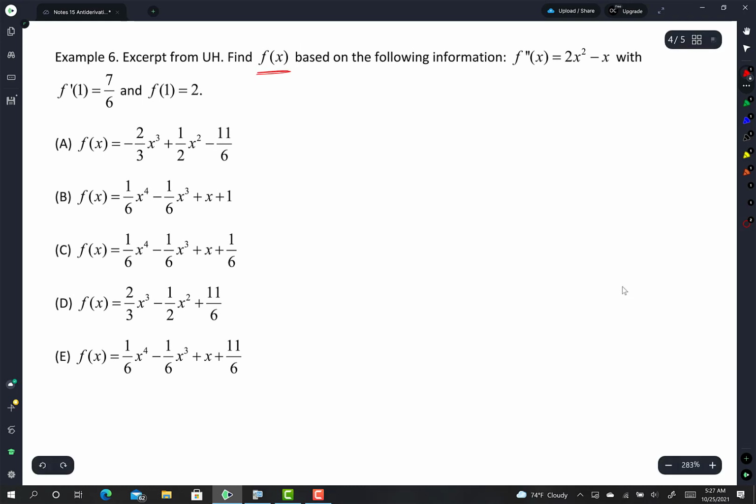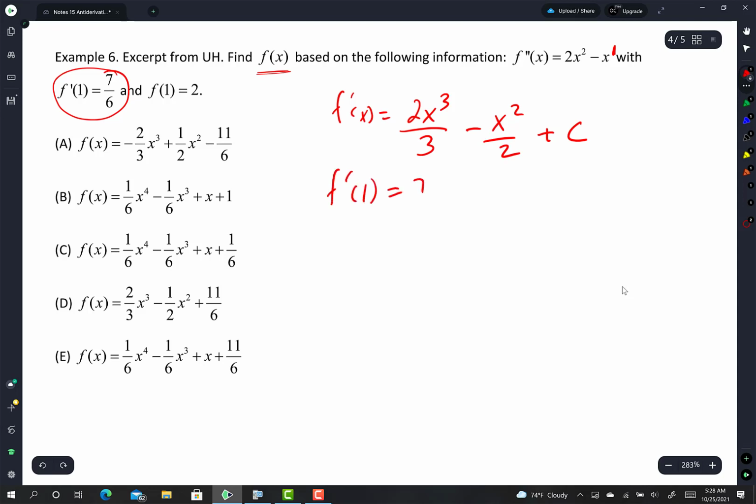So they want you to find the original, and they give you f prime prime of x, and they give you f prime of 1 and f of 1. So here we go, guys. I'm going to take the antiderivative. So the antiderivative of f prime prime is just f prime. So 2x cubed over 3 minus x squared over 2. All I'm doing is using that polynomial rule, adding 1 and dividing by that number, plus c. Alright, they tell me that f of 1 is 7/6. So, f prime of 1, sorry. So that's what I'm going to do. I'm going to write 7/6 equals 2 over 3 times 1 to the 3rd power minus 1 squared over 2 plus c.